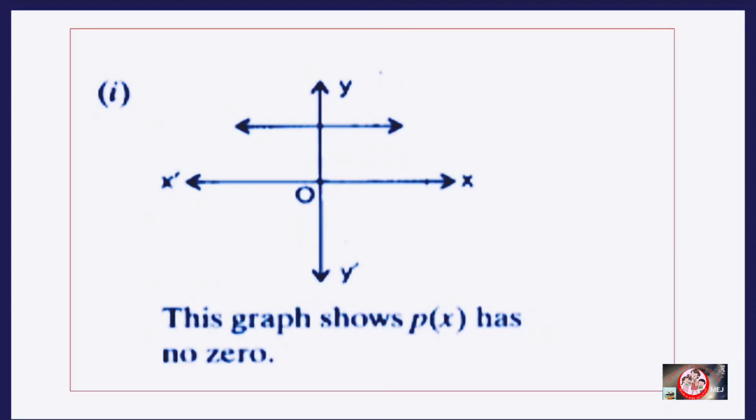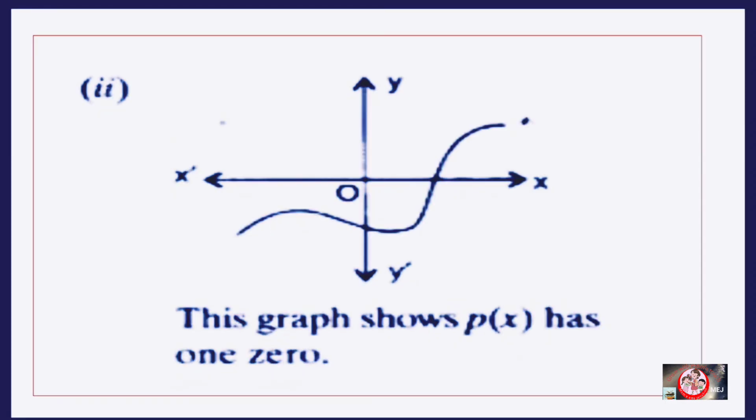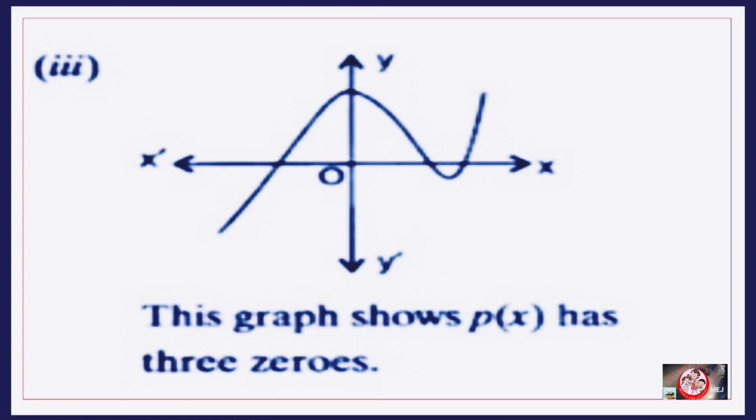In the given graph, the number of zeros of p(x) is 0 because the graph is parallel to the x-axis and does not cut it at any point. In the second graph, the number of zeros of the polynomial p(x) is 1 because the graph intersects the x-axis at 1 point. In the third graph, the number of zeros of the polynomial p(x) is 3 because the graph intersects the x-axis at 3 points.